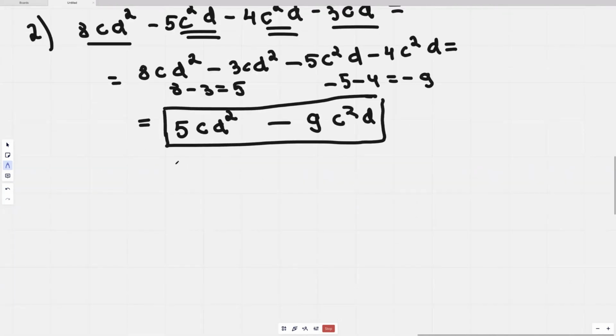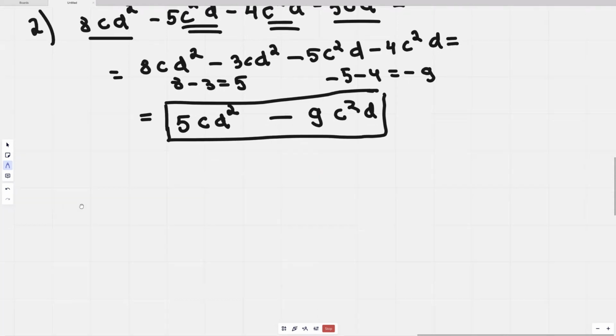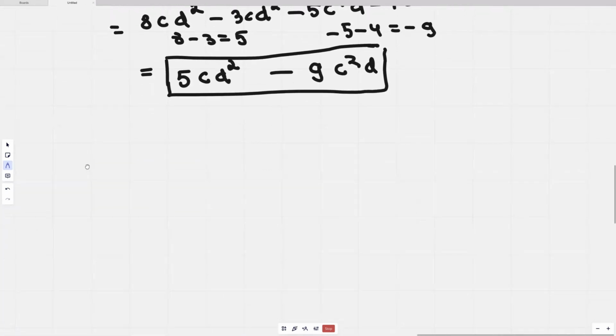Okay, so I think we can move to rule 2. The second rule, I showed rule 1 and now rule 2.